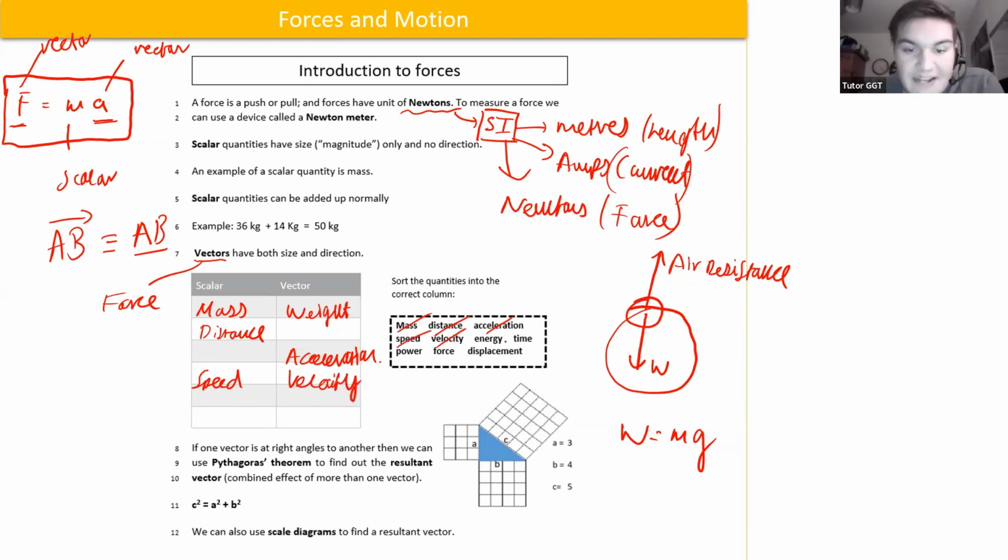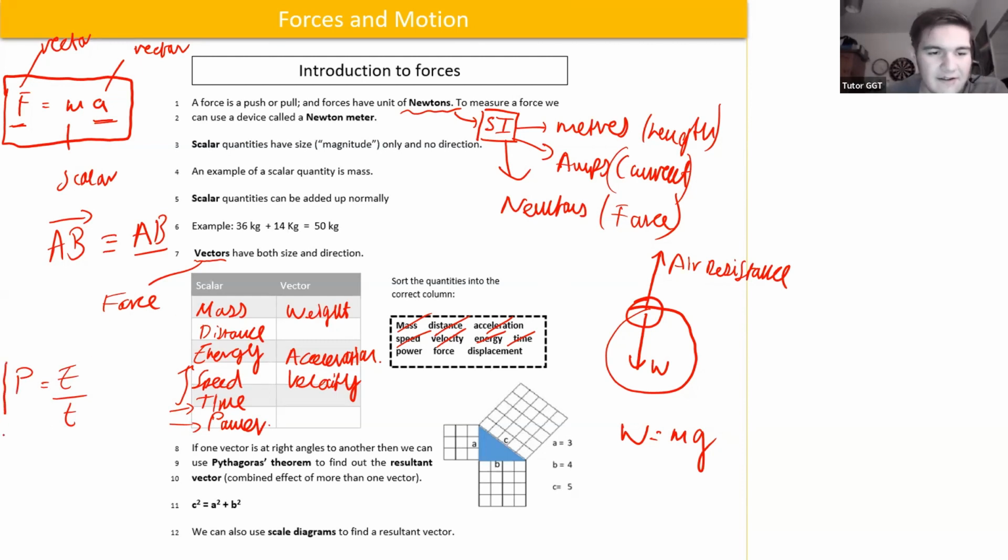So we also have energy and time. Energy is also a scalar quantity. Energy doesn't have direction, nor does time, and the same can be said about power as well. If you look at these quantities, energy, time, and power, you can relate all of them together. The formula is power equals energy over time, and you can see how all of these quantities are scalars, so it is consistent.